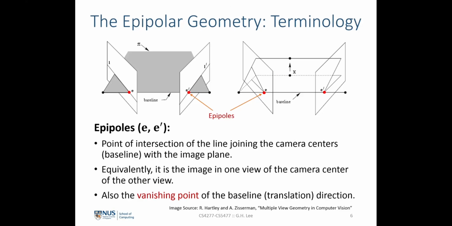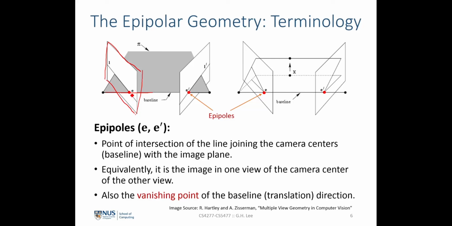We further define the epipole. The epipole is simply the intersection of the baseline with the camera image itself. In two-view geometry, we will have two epipoles, one in the first camera view and the other in the second camera view, which we denote as E and E prime respectively. And equivalently, the epipole is also the projection of one camera center onto the other view.